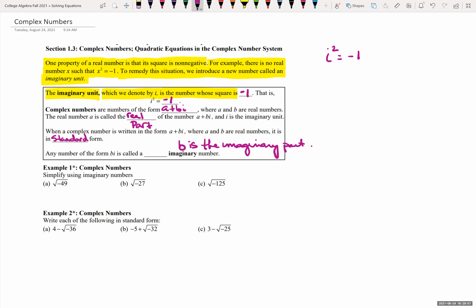So recall back in algebra, if you had the square root of a number, sometimes we rewrote it as factors. So let's say we had the square root of two numbers multiplied together, a times b. That's the same thing as the square root of a times the square root of b. We can break it up as two separate radicals. And so when we're looking at this first example, the square root of -49, okay.